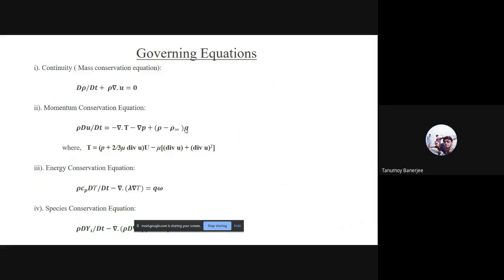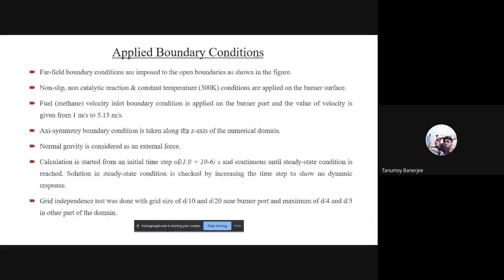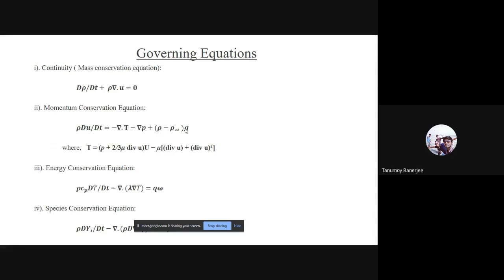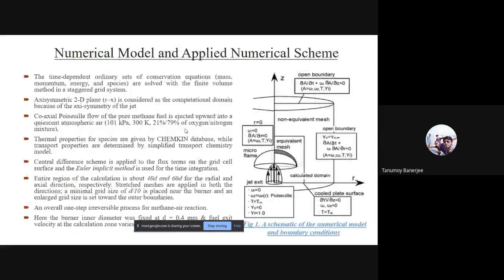In the energy conservation, omega is the mean reaction rate, and lambda is the diffusion coefficient used for our analysis. Now the boundary conditions that we have applied. We have applied the far field boundary condition on the open boundaries that we have shown in the earlier figure, here in the numerical domain. We have used the far field boundary condition on the outer, open boundary regions.